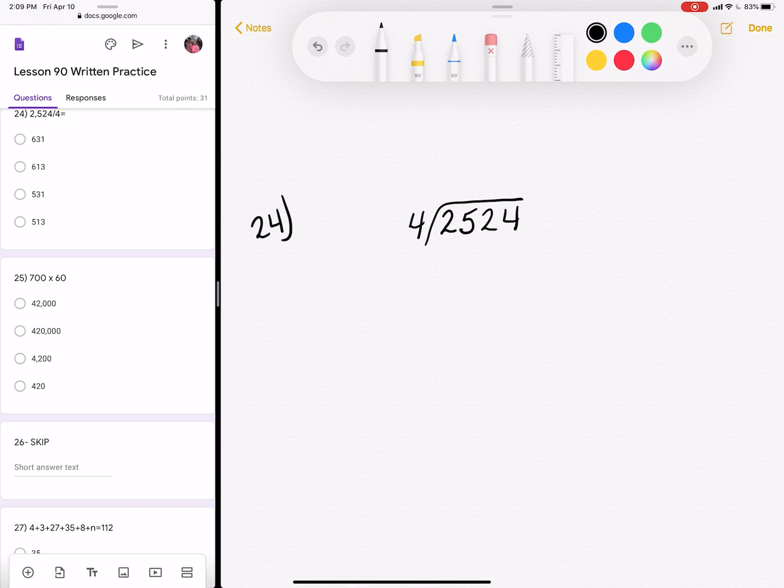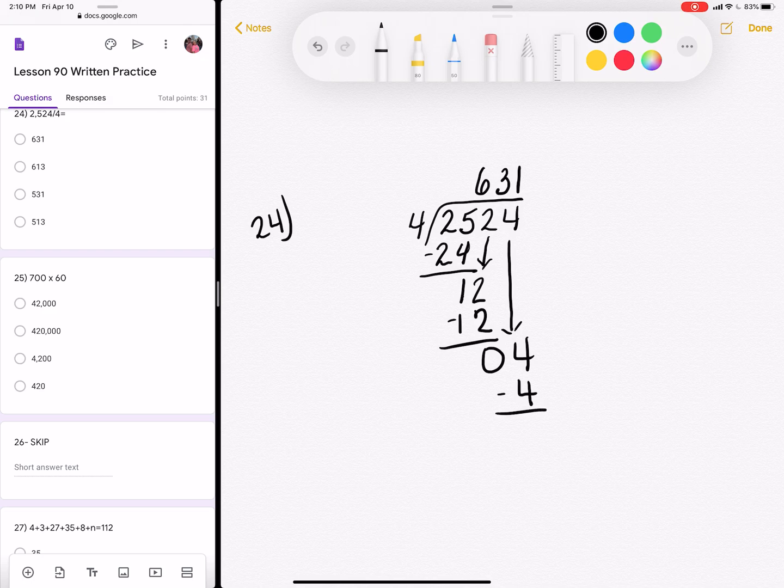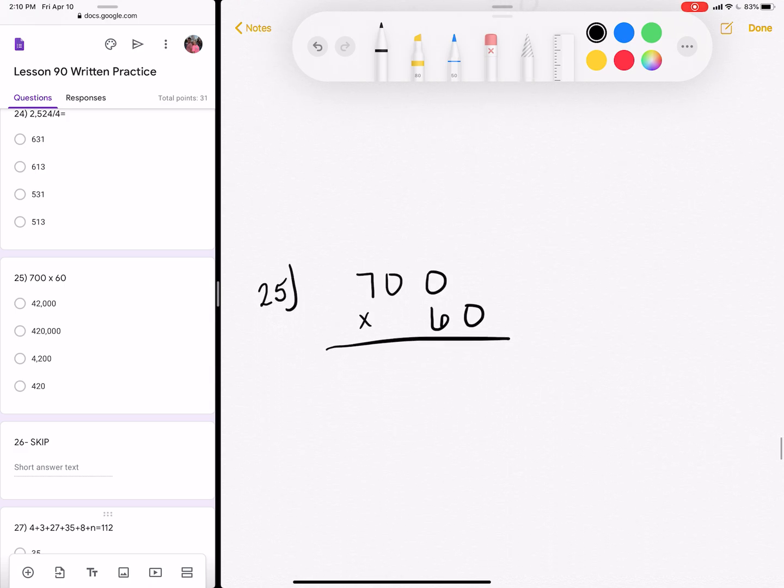24. 2,524 divided by 4. 4 times 6 is 24. Subtract and you get 1 left over. Bring down your 2 and that makes 12. 12 divided by 4 is 3. 3 times 4 is 12. Subtract and you have nothing left over but one more digit. 4 will go into 4 one time. 1 times 4 is 4. And you have no remainder. Number 24 is 631.